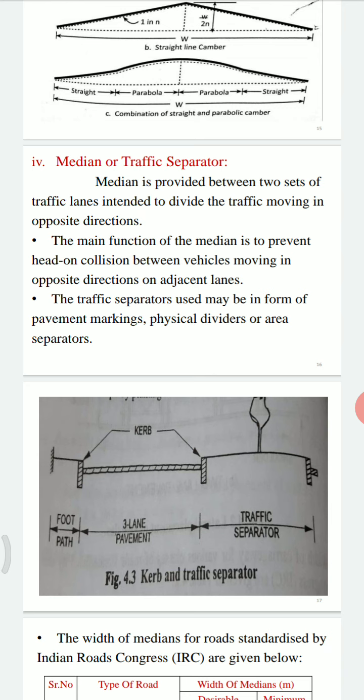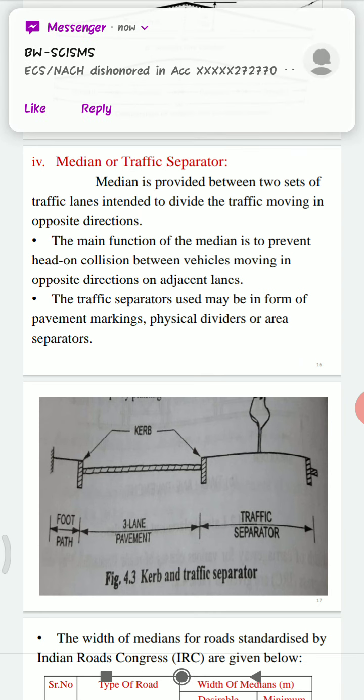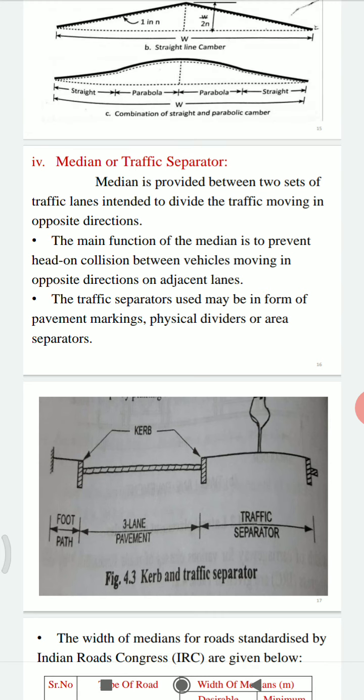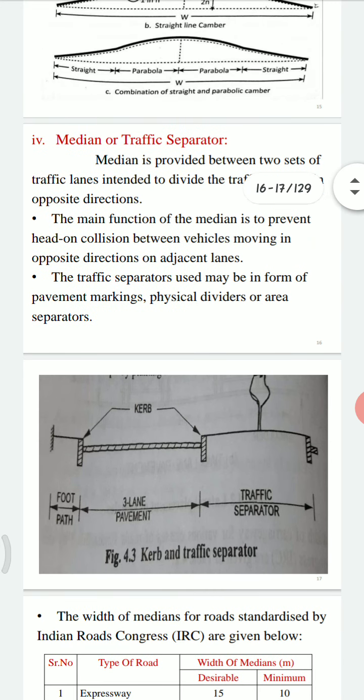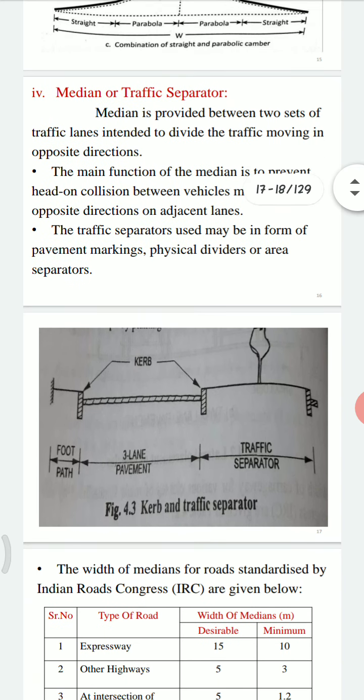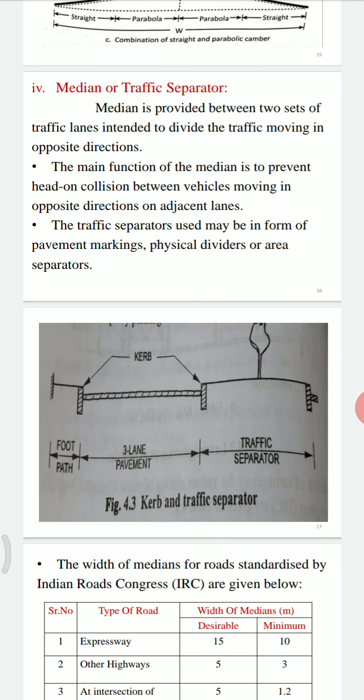In Children's Park road, a median is also provided, some raised curb median. Based on the traffic movement and the lanes, the median width has to be considered. There are some IRC recommendations for the median width.